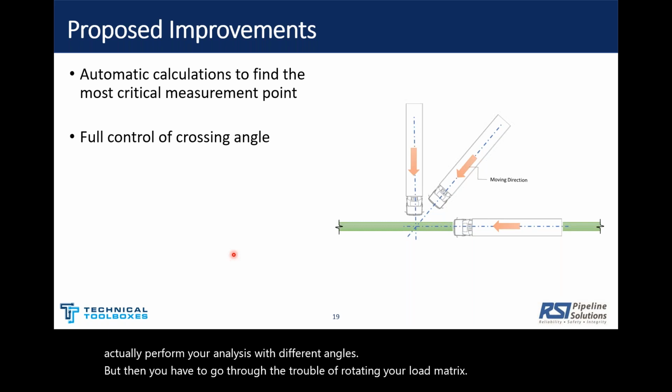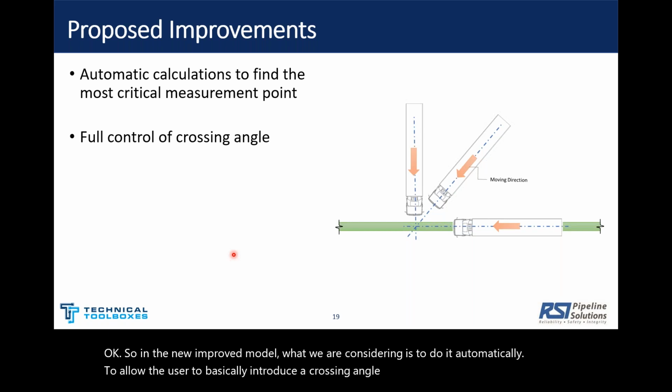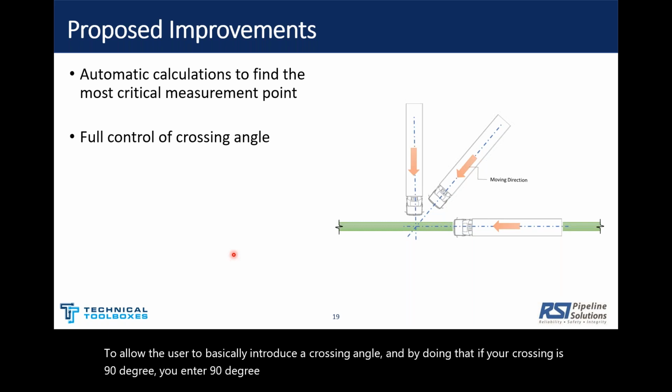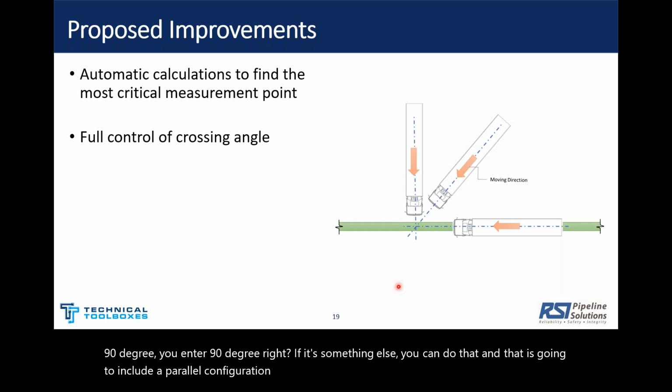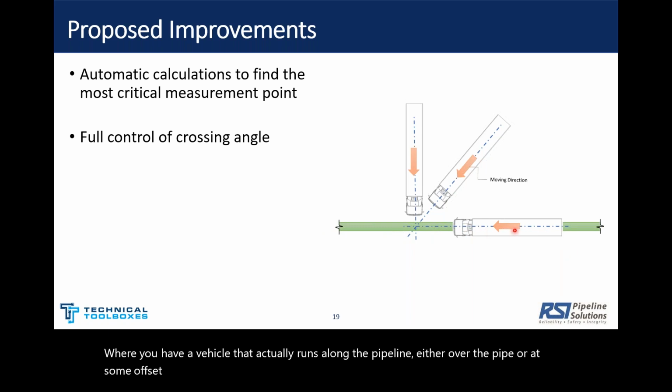Okay, so in the new improved model, what we are considering is to do it automatically, to allow the user to basically introduce a crossing angle. And by doing that, if your crossing is 90 degrees, you enter 90 degrees, right? If it's something else, you can do that. And that is going to include a parallel configuration where you have a vehicle that actually runs along the pipeline, either over the pipe or at some offset distance from the pipe.